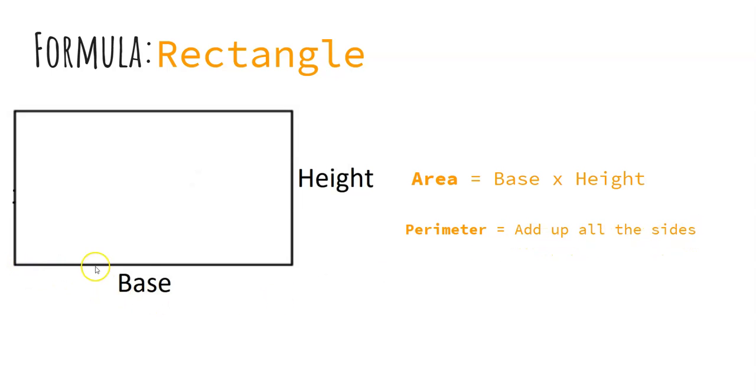Now, if I know the base of this number, I also know this number up here at the top because they're equal distance. If I know the height of this number right here, I also know the height of this number because they're equal distance. So I will know all the numbers of the sides of the rectangle, and so I can add them all up and get the perimeter right here.